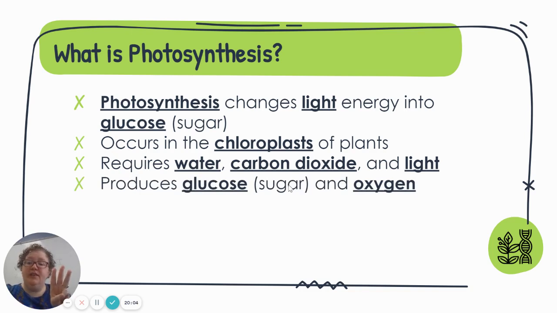If it has those three things, it's going to produce glucose, which is sugar, and it's going to produce oxygen. So it requires water, carbon dioxide, and light. It's going to produce glucose and oxygen.